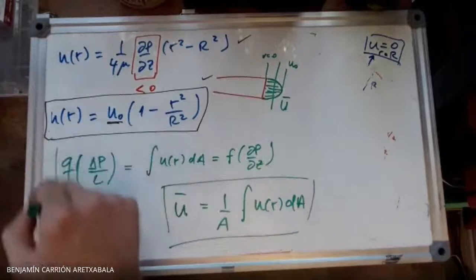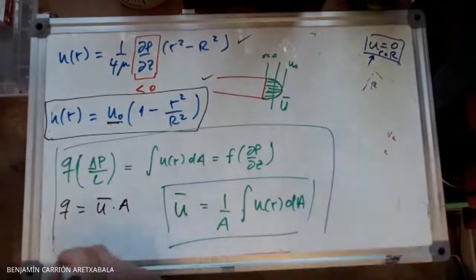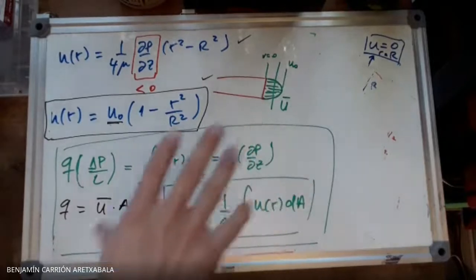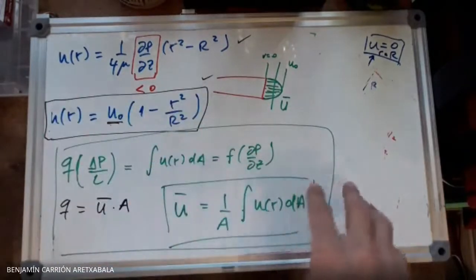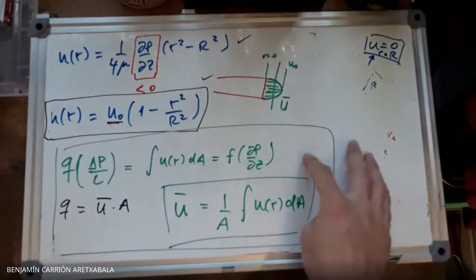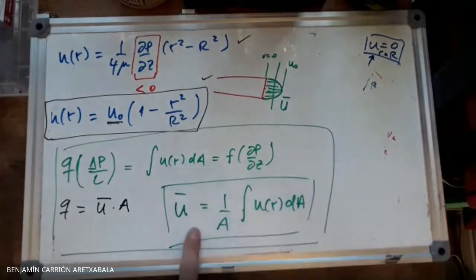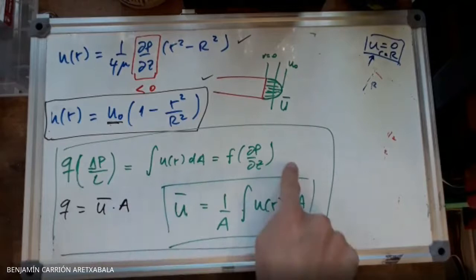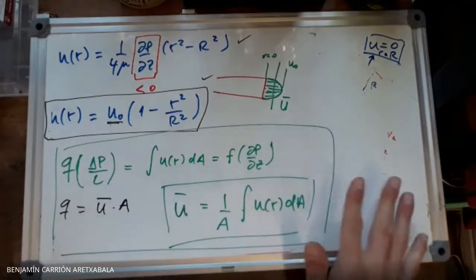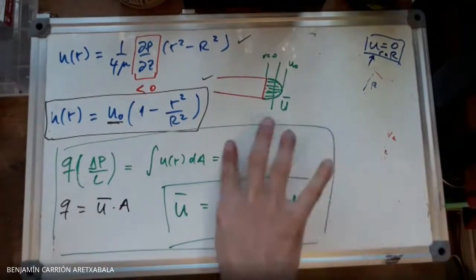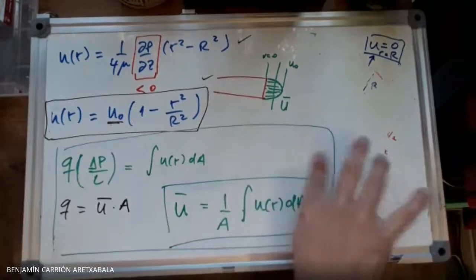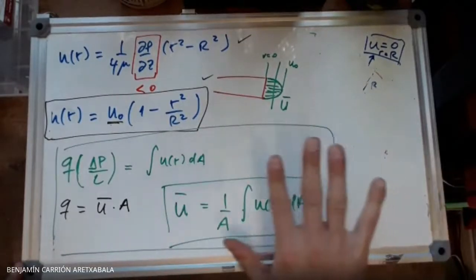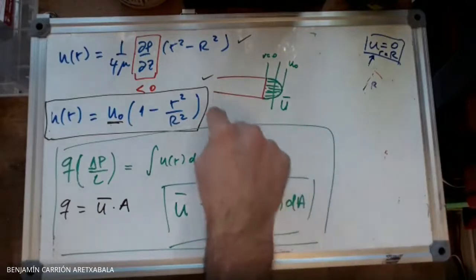Despite the details of how we could do it in this particular case, this should be more or less clear. This is the average velocity. The flow is just the integration of the velocity over the area. This is the general case, so you could use this in any problem once you solve the velocity profile.